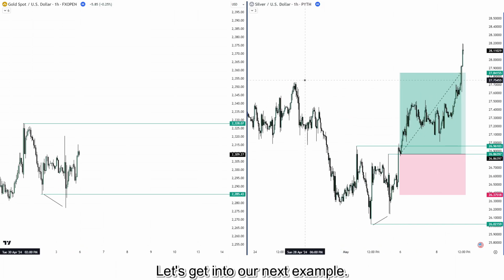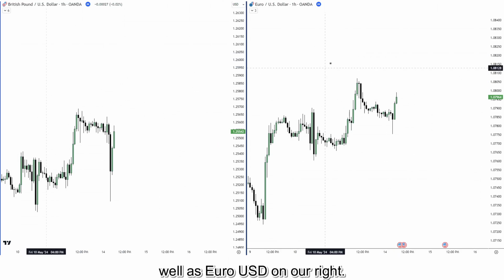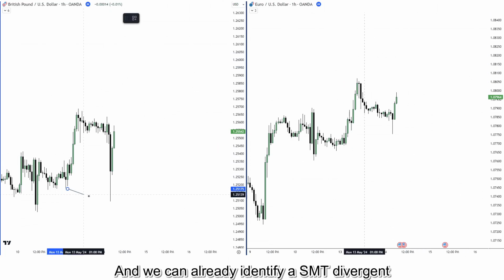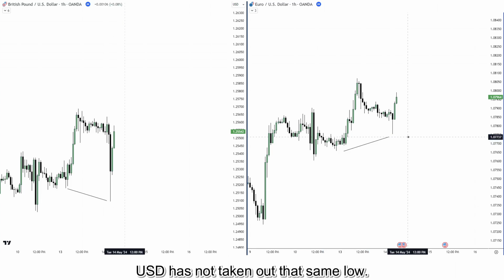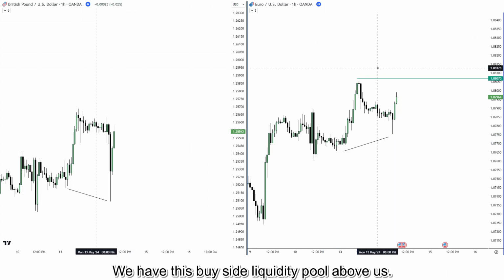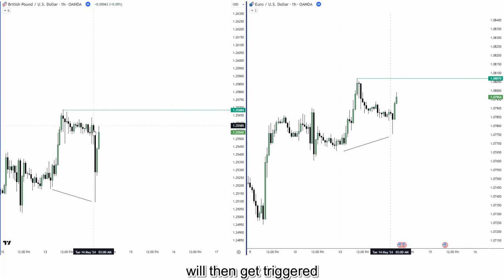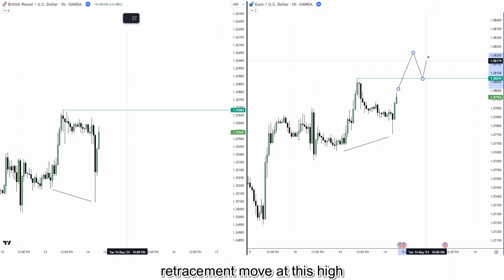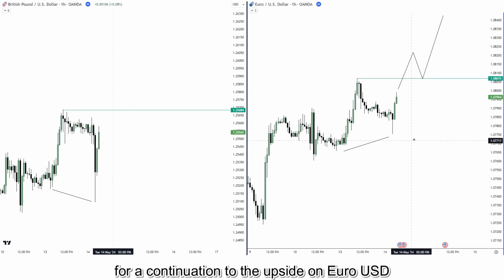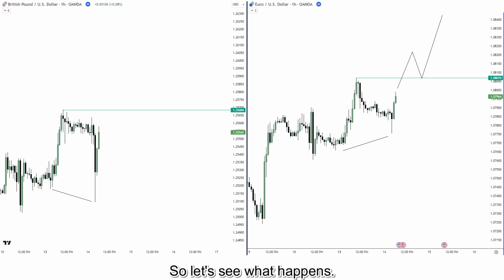Let's get into our next example. Now we're looking at GBP USD on our left as well as Euro USD on our right, and we can already identify a SMT divergence where GBP USD did take out this low, yet Euro USD has not taken out that same low. We have this buy side liquidity pool above us, so as we break above this level, our alert will then get triggered, and we'll see if we can get some type of retracement move at this high for a continuation to the upside on Euro USD based off of the SMT divergence. So let's see what happens.